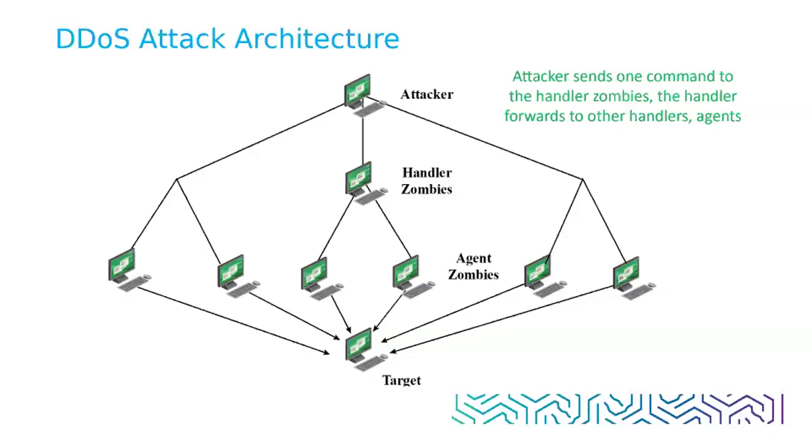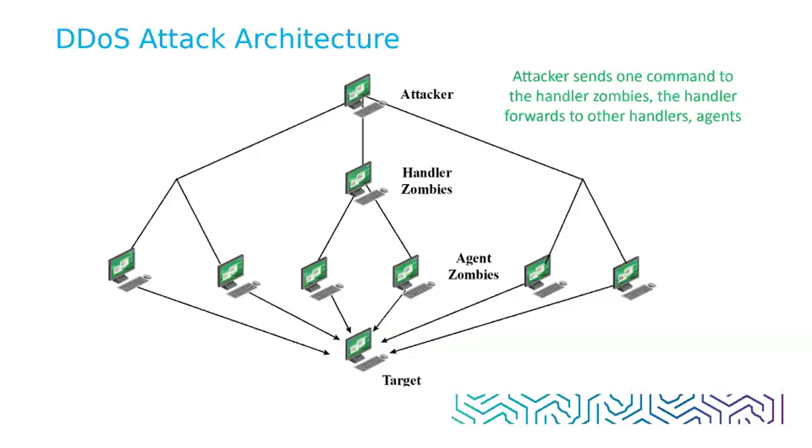So there are three important components of this process. One is the attacker. The attacker is the person who creates the botnet, who controls the handler, and who decides when to launch the attack. So the attacker sends only one command, whereas the handler is a command and control server that receives the instructions from the attacker and forwards them to many zombie computers. You can think of the handler as a manager. Instead of the attacker managing every zombie, the handler will manage the group of zombies.